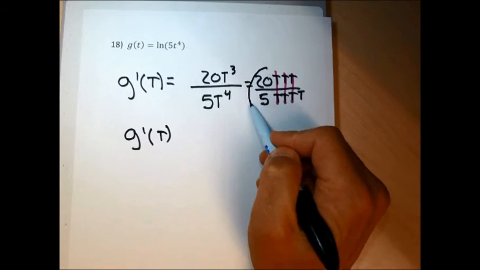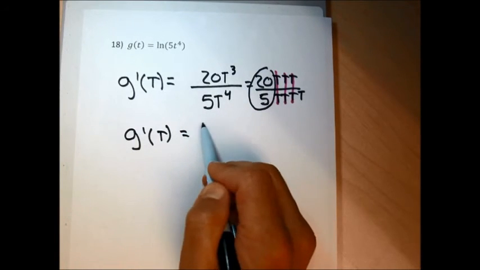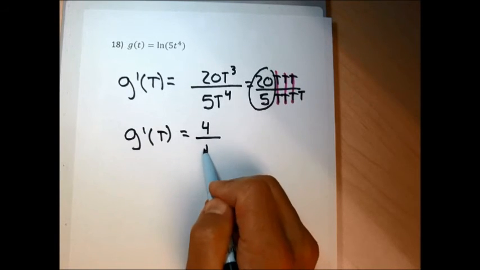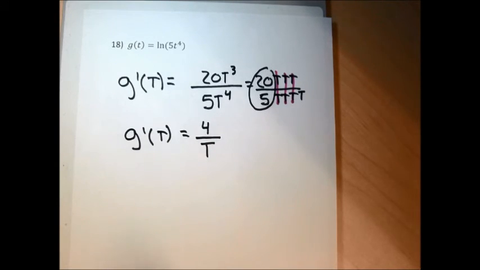The 20 over 5 reduces to 4, and that 4 belongs in the numerator. The t's reduced to a single t, and that t belongs in the denominator. So the best answer for problem 18 is g prime of t is 4 over t.